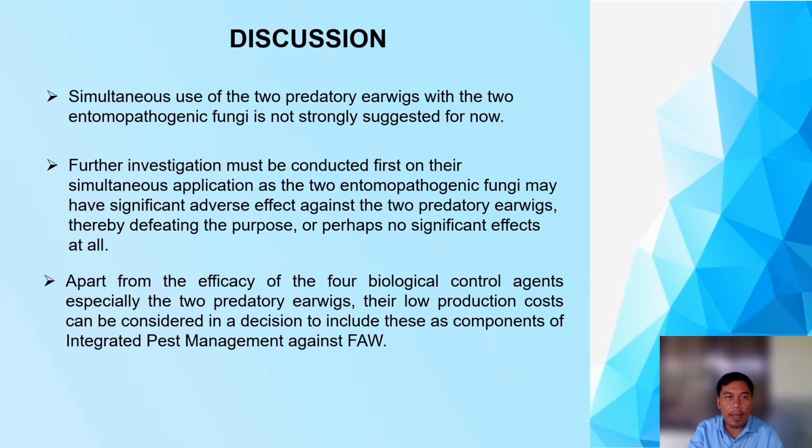And lastly, apart from the efficacy of the four biological control agents, especially the two predatory earwigs, their low production costs can be considered in a decision to include these as components of integrated pest management against fall armyworm.